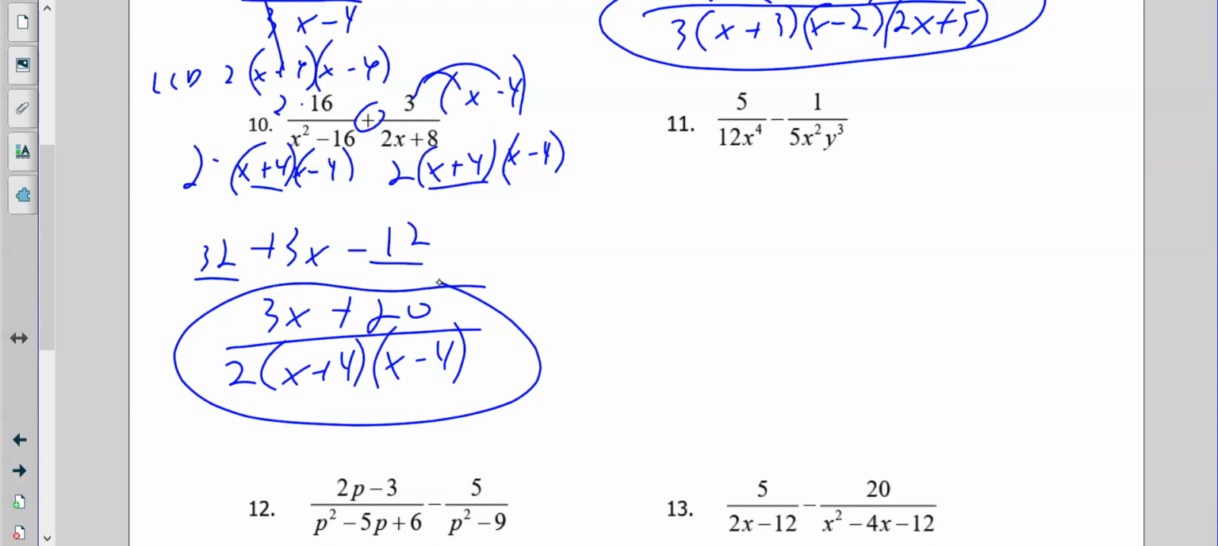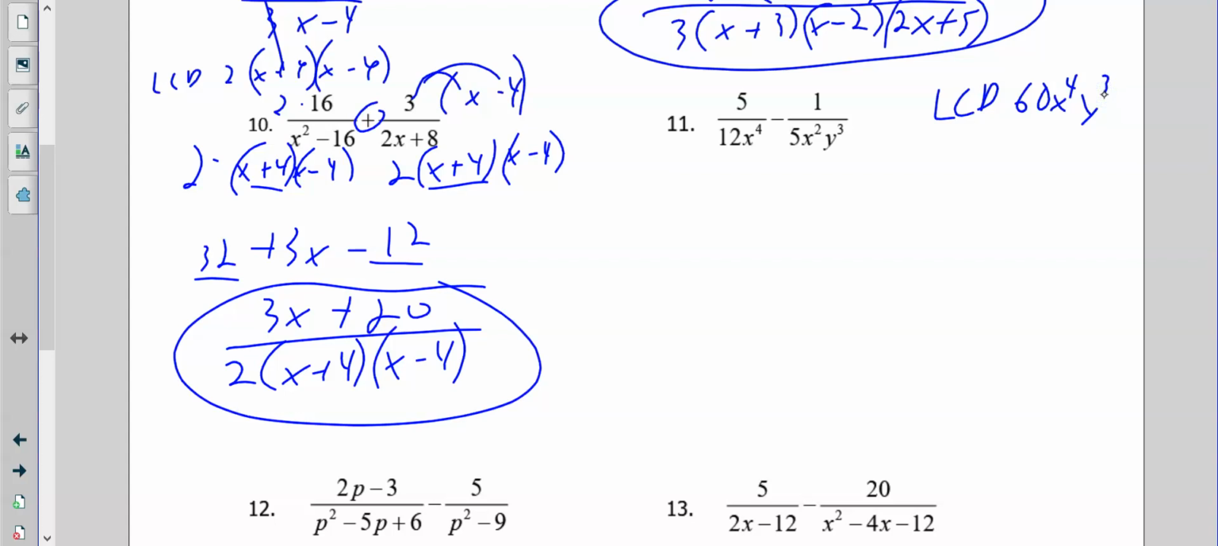All right, number 11. First off, 5 and 12. LCD is 60. Okay, if you count by 12s: 12, 24, 36, 48, 60, first one that ends in a 0 or a 5. Then x^4 and x^2, well, again, we can't go backwards, so we kind of round up. We go to the bigger one, x^4. And there is no y's in the first one, but we need y^3 because of the one on the right.